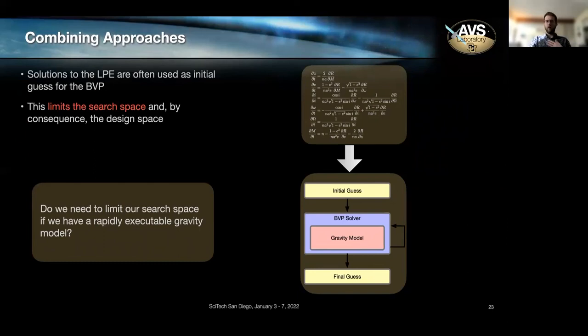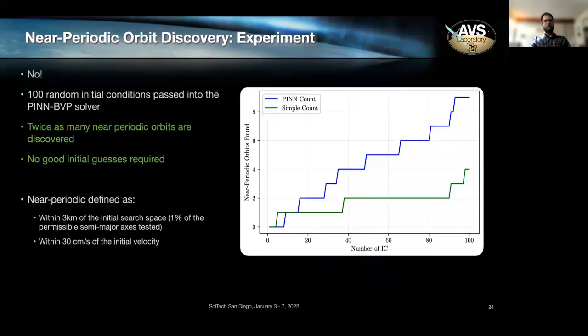So the question we asked is, do we really have to limit our search space to solutions of Lagrange planetary equations, or do we just need a better gravity model such that the boundary value problem solver can run more efficiently? What we find is the second option is actually true. If you just use a pin gravity model as the backend for the boundary value problem solver, you can find twice as many near periodic orbits than just random guessing. And that's 10 times more orbits than if you use a polyhedral model, which can't find a solution in a reasonable amount of time at all because it's so expensive to evaluate.